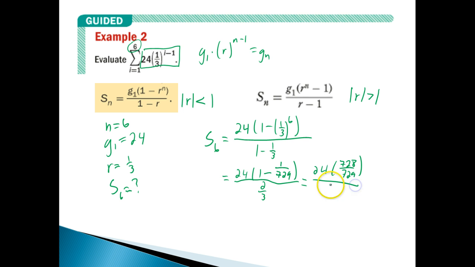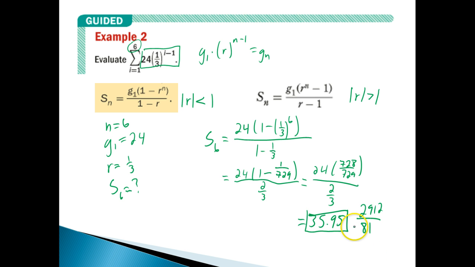All divided by 2/3. And this is when I kind of got fed up with the fractions and changed them all to decimals in my calculator. So if you just grab your calculator and punch that in, you end up getting a total value of 35.95. And if you chose to keep it in fractions, that ends up being 2,912 divided by 81. So either one of those answers is fine.